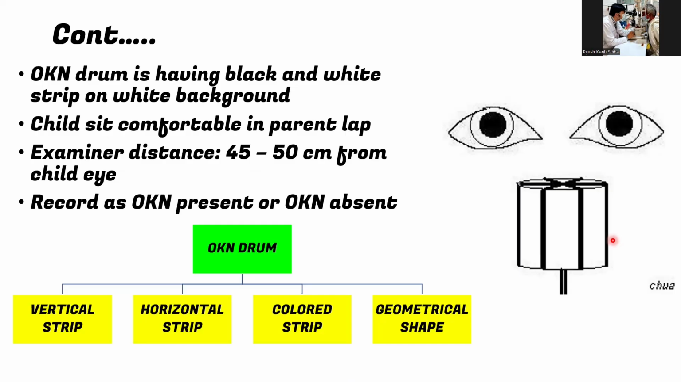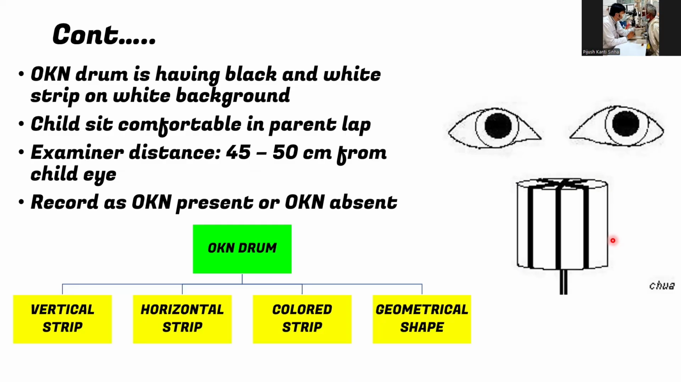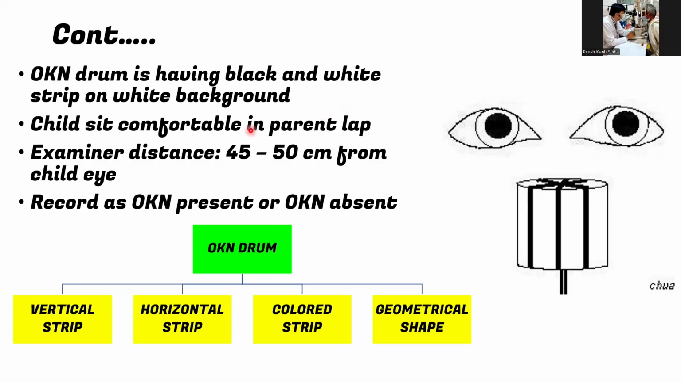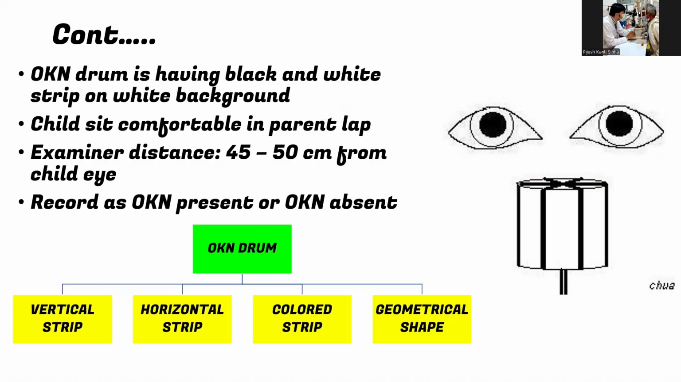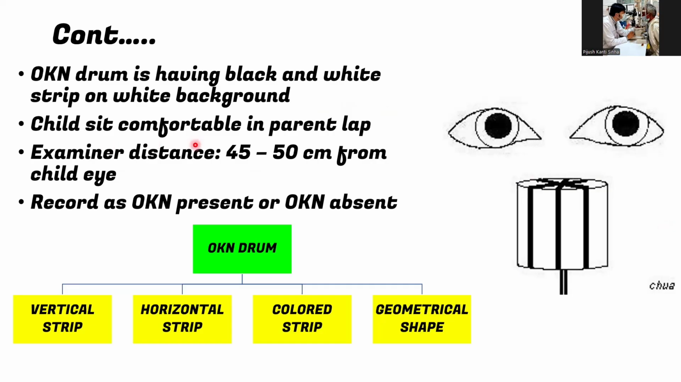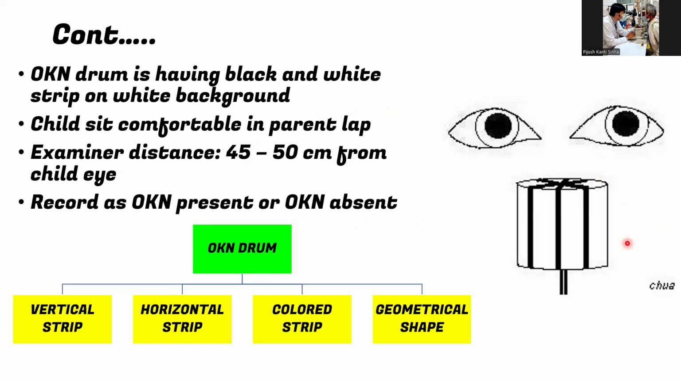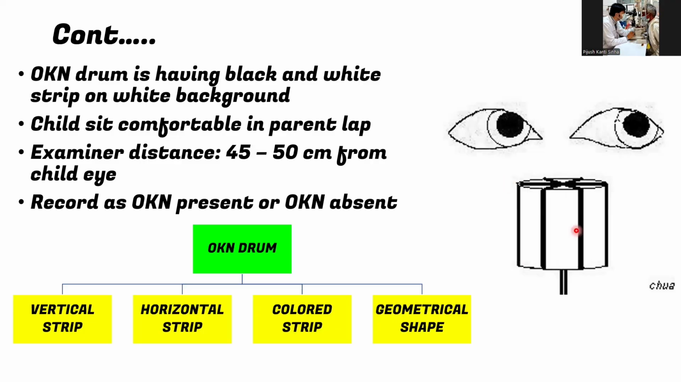So how is this test performed? The optokinetic drum has black and white stripes on a white background. The child sits comfortably in the parent's lap, and the examiner's distance from the child is about 40 to 50 centimeters. The examiner rotates the drum slowly, usually about 30 rotations per minute, and the stripes move horizontally in front of the child's eyes.